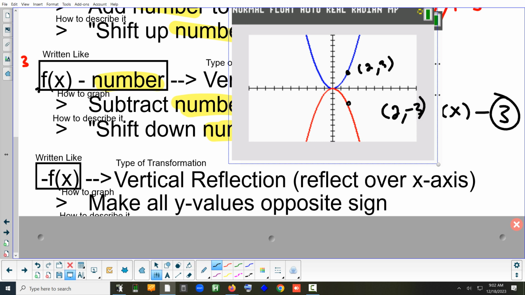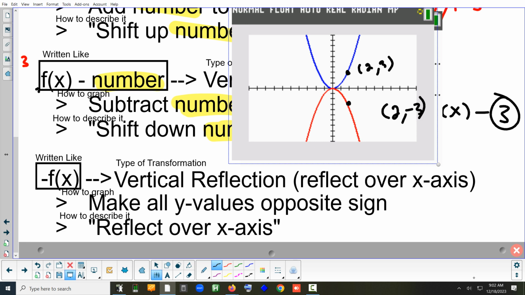And again, the point here isn't to memorize. You don't have to memorize any of it. You just have to know what you're looking for, and you can use that on the test. Okay, and then how do you describe it? Well, the way you describe it is basically the same as the type. You just say a reflection over the x-axis. Okay, so that's all the vertical stuff.